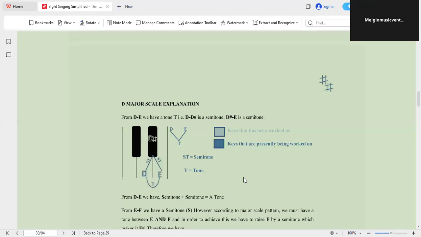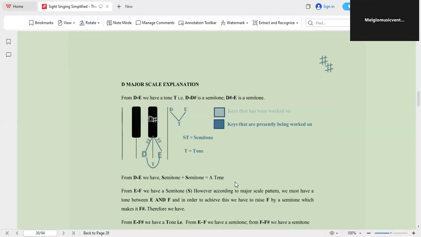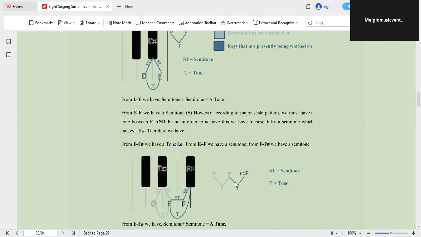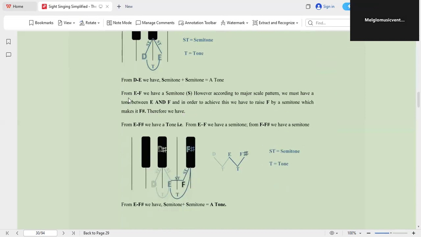So let's move on. Now, from E to F, we have a semitone. See, no black key in between them. We have a semitone from E to F.